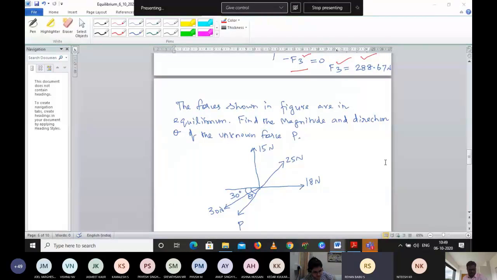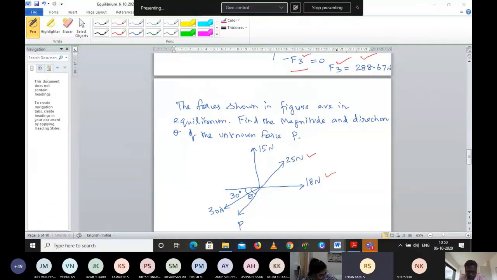Whether we can use Lami's theorem here? No, sir. So when do we have to use Lami's theorem? When there are 3 forces. Very good. How many forces are here? 5 forces. So we can use the concept of equilibrium.